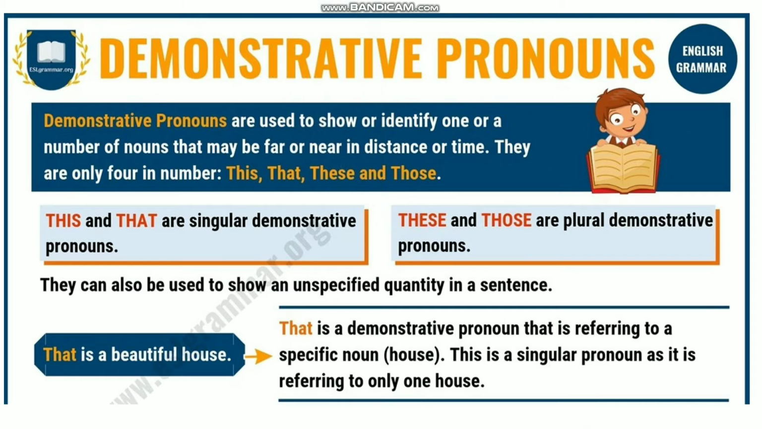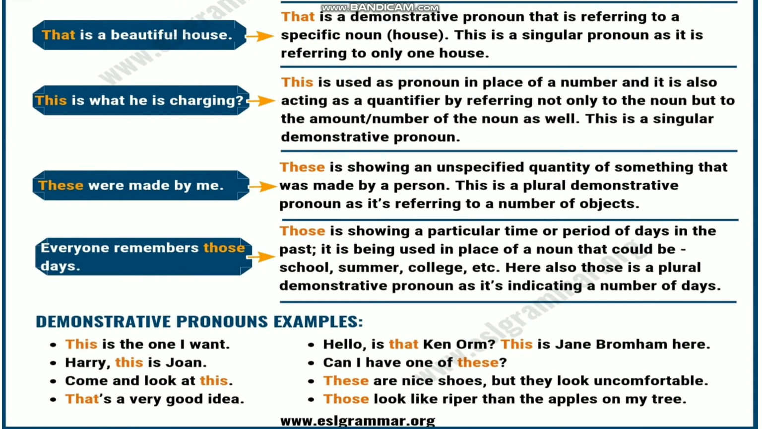Demonstrative pronouns. Demonstrative pronouns are used to show or identify one or a number of nouns that may be far or near in distance or time. They are only four in number: this, that, these, and those. This and that are singular demonstrative pronouns. These and those are plural demonstrative pronouns.